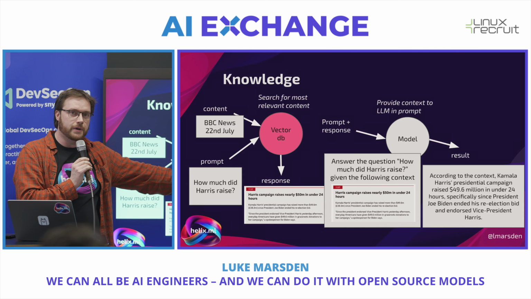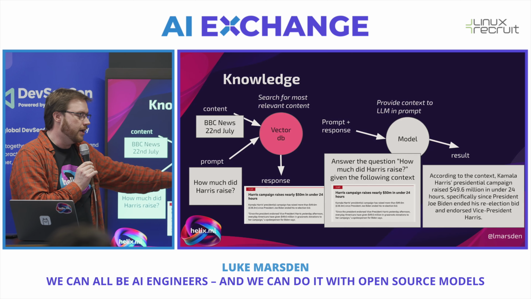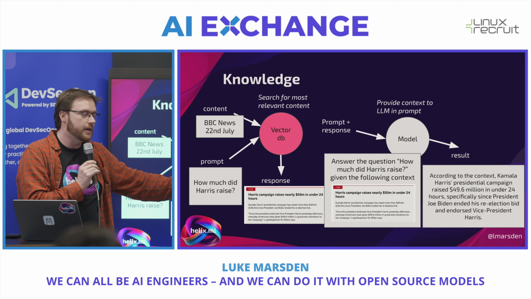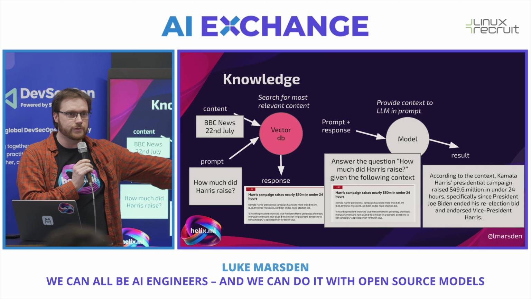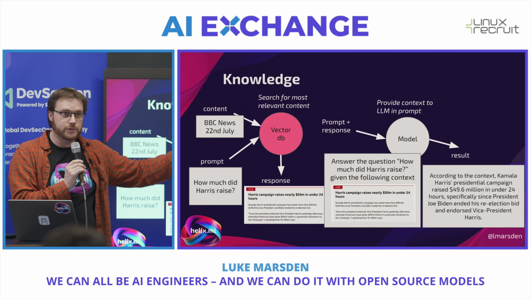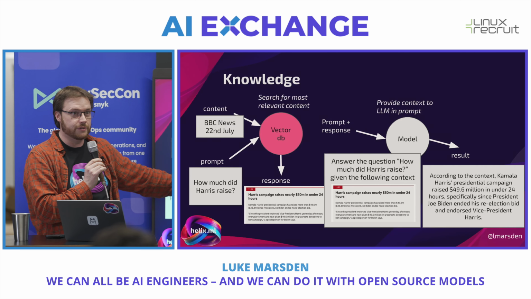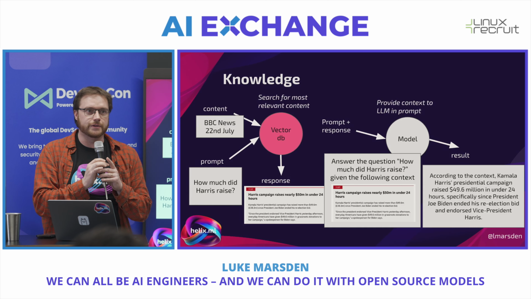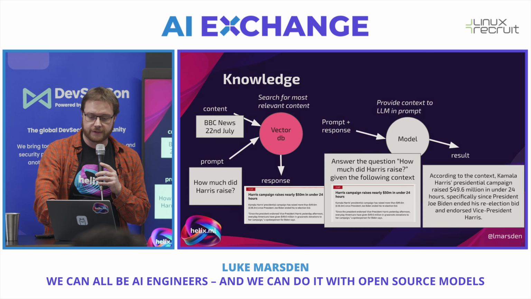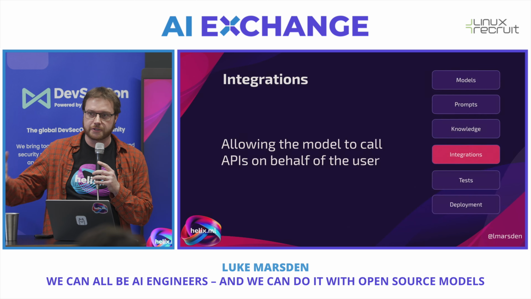And now the model has a much easier job to do. It doesn't have to know every fact in the universe. It just has to take the question and the answer to the question and then summarize that into a nicely worded answer. So that's why RAG works, and it gives you much more accurate results if your vector database has relevant stuff in it. So that's that knowledge piece.